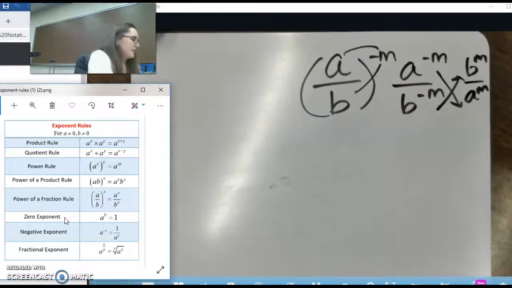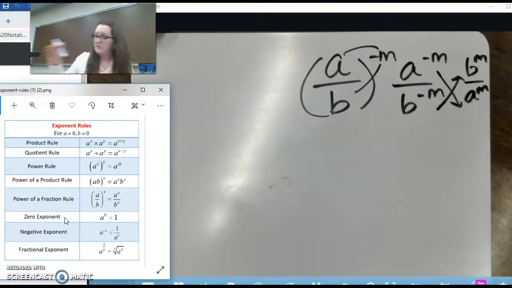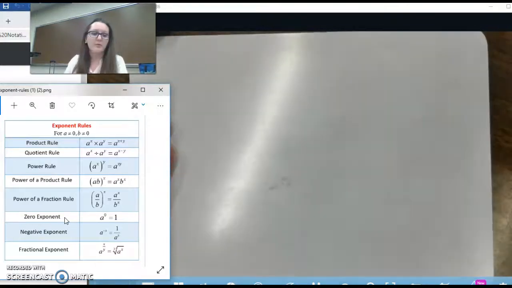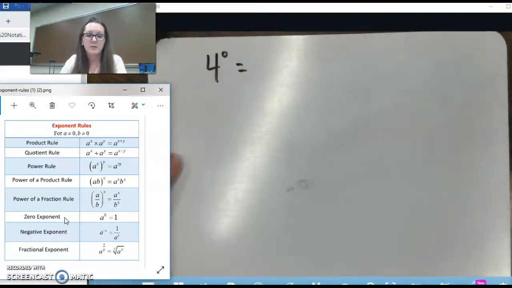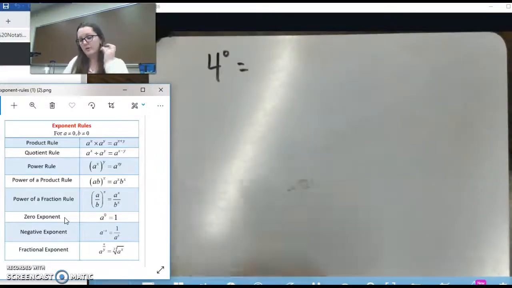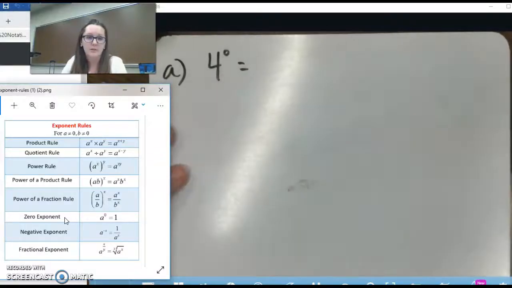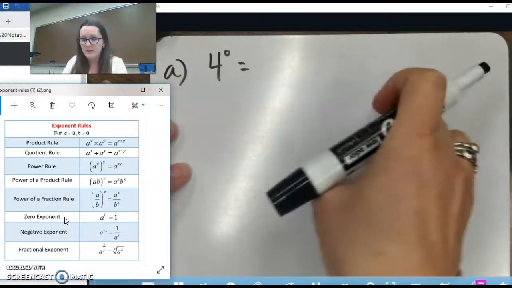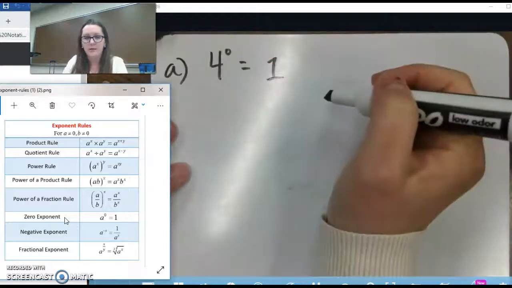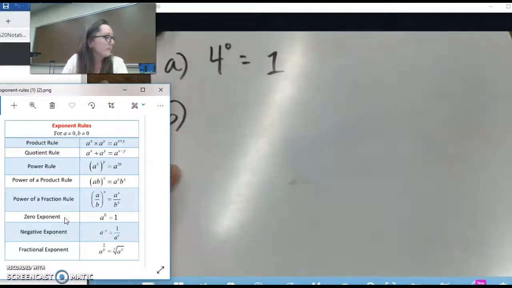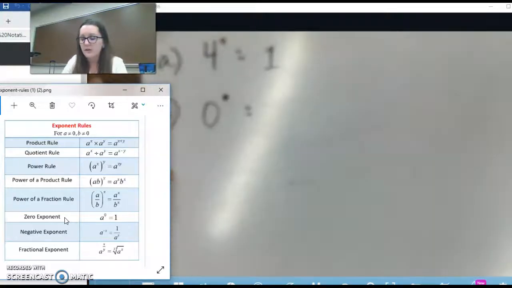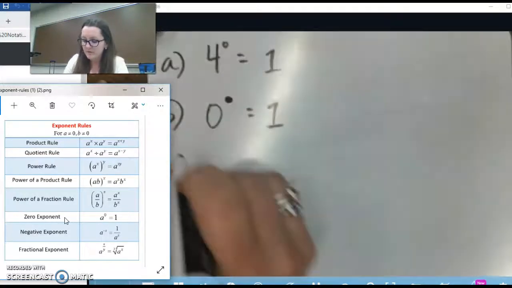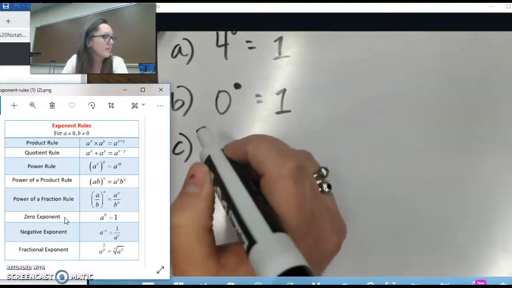All right, so let's apply these. Let me scroll down here to some examples. So our first example in our practice is 4 to the 0 power. And I'm going to leave these up here and just write them down in a row. So our A example is 4 to the 0 power. So if I don't multiply anything together, then my answer is going to be 1, right? B, my next is 0 to the 0. Oh, tricky, right? Well, if I don't have any zeros, still the same answer, 1. Trick question.